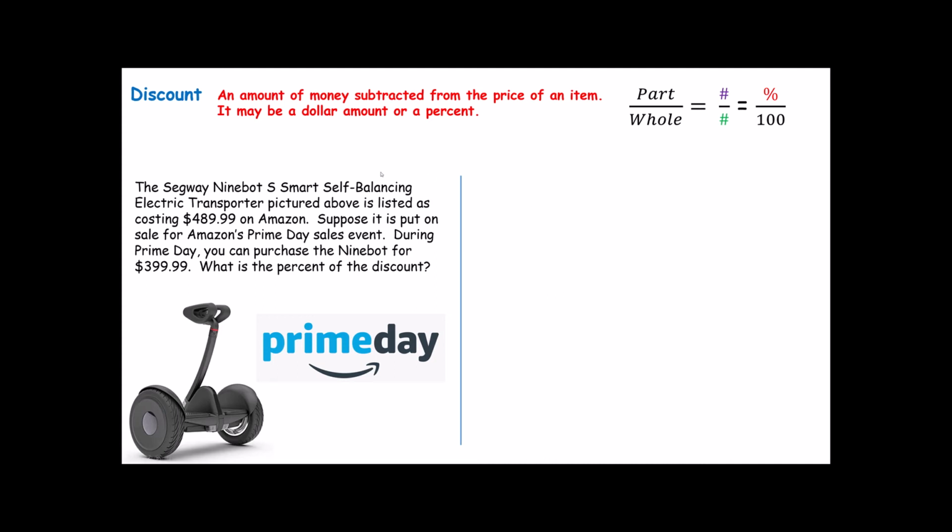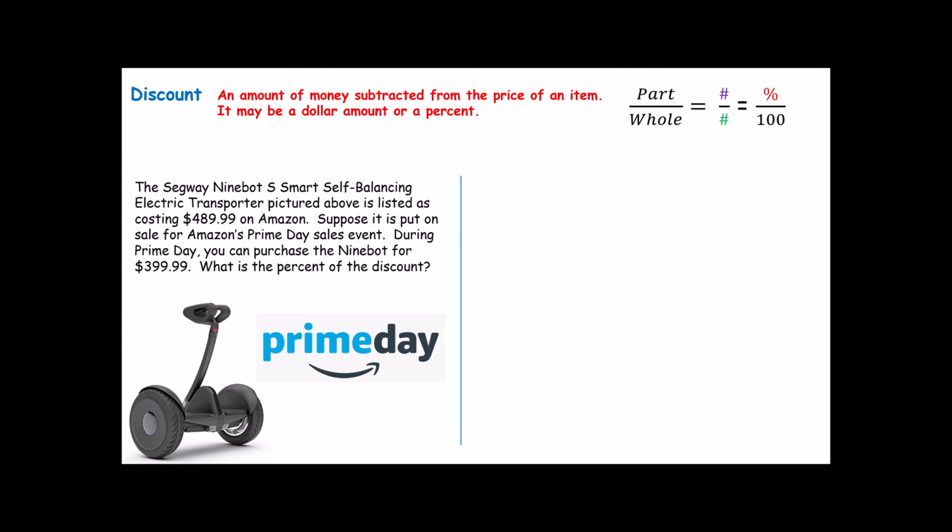For example, the word discount. A discount is an amount of money subtracted from the price of an item. It may be a dollar amount or a percent. So when we talk about discounts, we're going to deal with problems like this. The Segway 9Bot S Smart Self-Balancing Electric Transporter pictured above is listed as costing $489.99 on Amazon. Suppose it is put on sale for Amazon's Prime Day sales event.